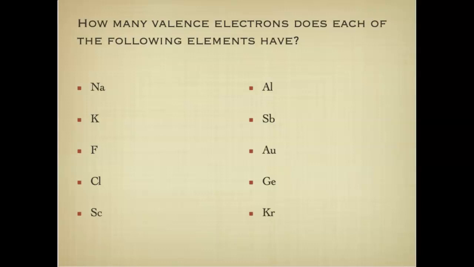Let's go to fluorine, chlorine. Well, they're both over here, right? So fluorine, count over 1, 2, 3, 4, 5, 6, 7. Chlorine, 1, 2, 3, 4, 5, 6, 7. Again, same family. They should have the same number of valence electrons.